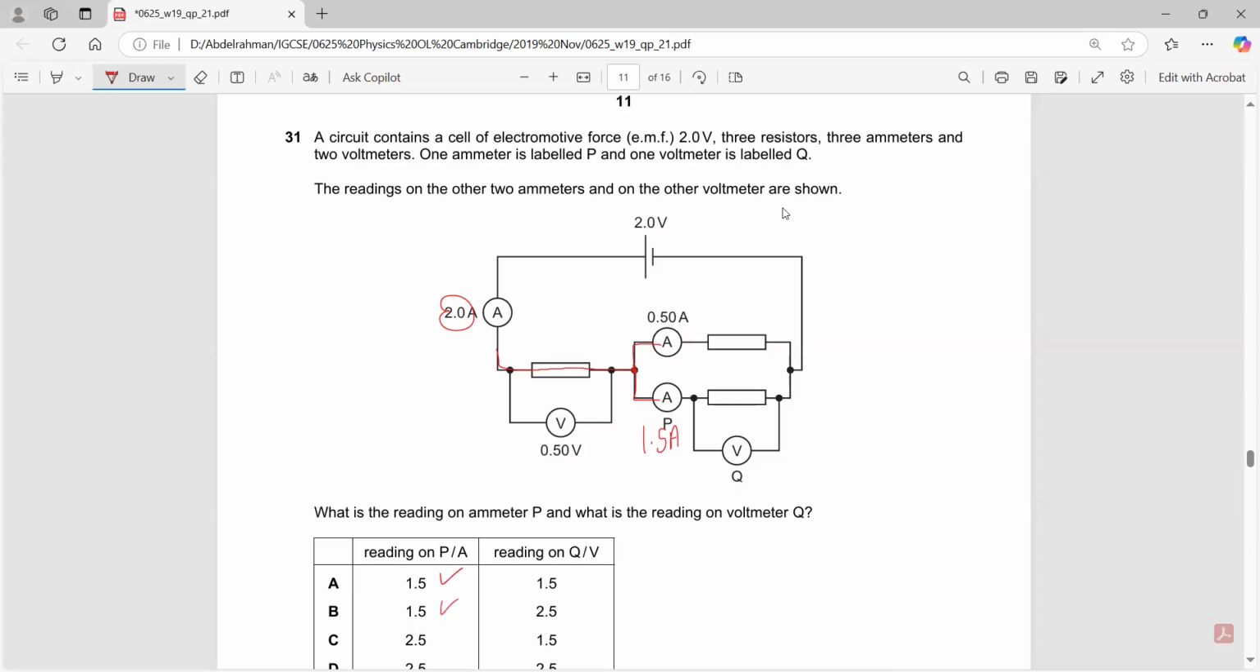What about voltmeter Q? The total voltage is 2 volts. If the first voltmeter reading was 0.5 volts, then the second voltmeter reading would be 1.5 volts. Why? Because the total voltage needs to remain constant, it needs to be 2 volts. Again, all you did was 2 minus 0.5. So the answer would be A.